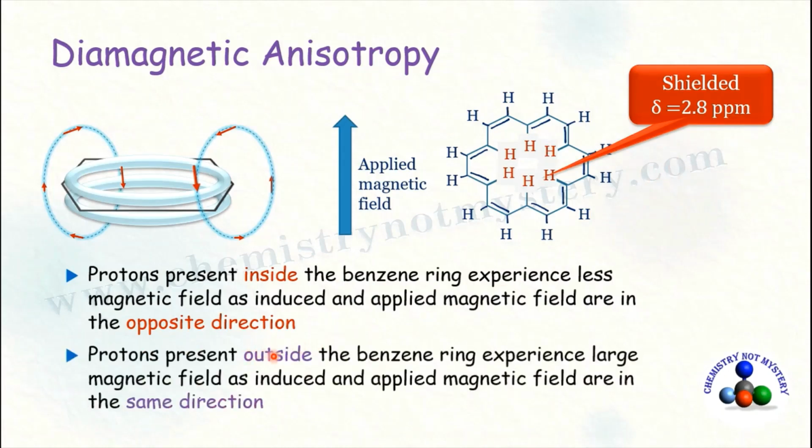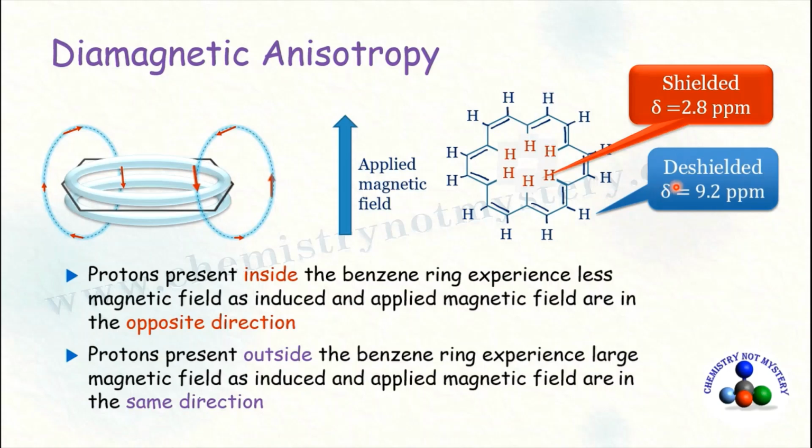And the protons present outside the benzene ring experience larger magnetic field as the induced and applied magnetic fields are in the same direction. Similarly, protons present outside the annulene experience more magnetic field and these protons will be deshielded ones, and their signal occurs at a larger delta value. Its approximate value is 9.2 ppm.